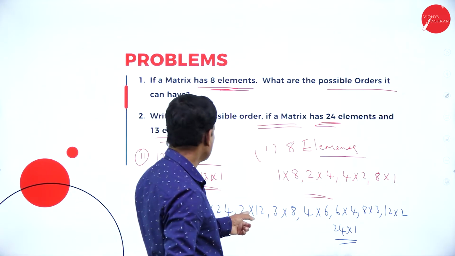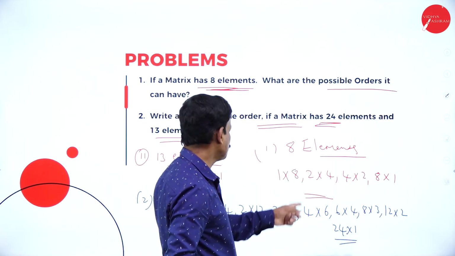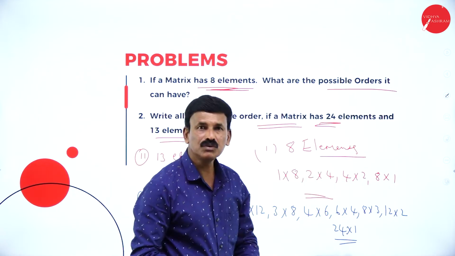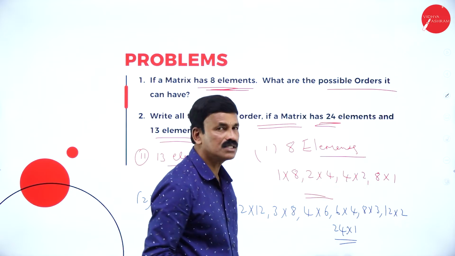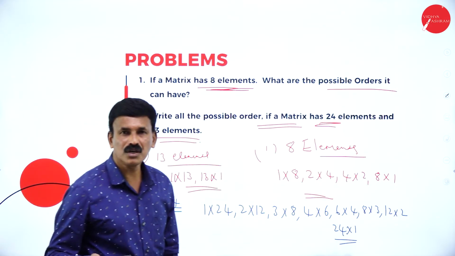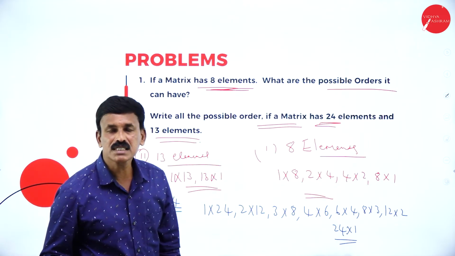12 2s are 24, 8 3s are 24, 6 4s are 24, 24 into 1 is 24. That's it. Now you got an idea. Now let us come to the next set of problems.